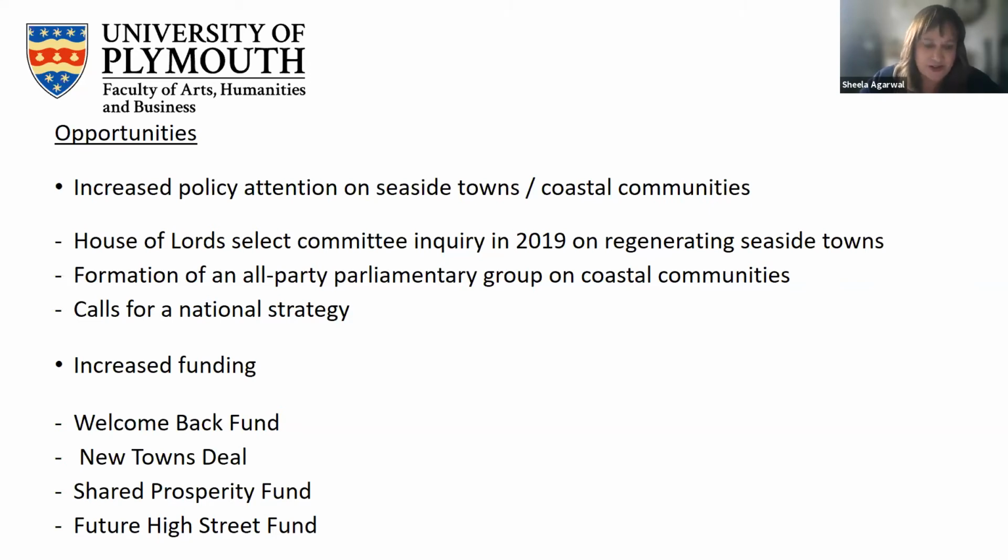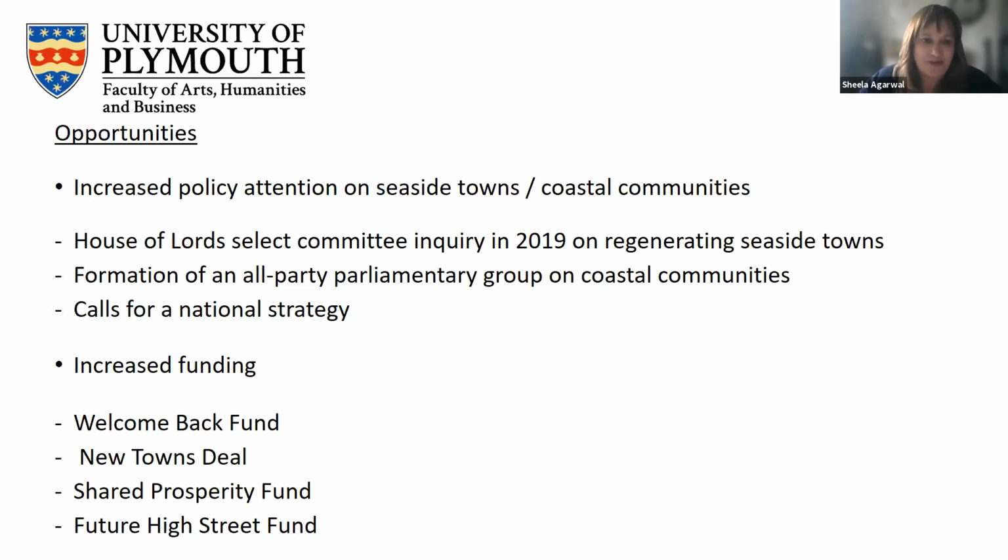But this funding has now been replaced by a host of other pots of money, such as the Welcome Back Fund, New Town Deals, Shared Prosperity Fund, and the Future High Street Fund. There are additional promises that seaside towns will benefit from funds as part of Build Back Better and levelling up agendas, but we shall wait and see how that materialises.